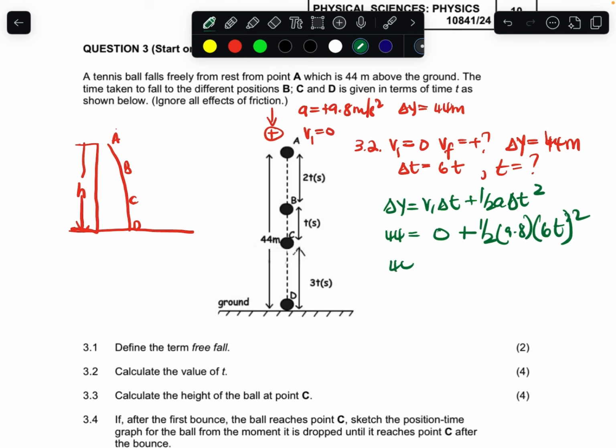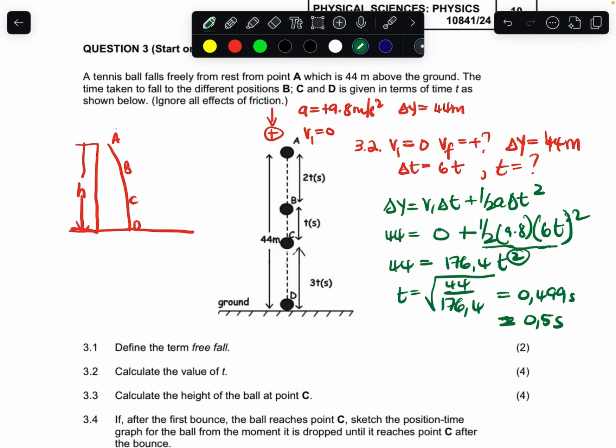We're going to have 44 is equal to, when you punch this in the calculator, 176.4 t squared. And then we divide by 176.4, so t equals a square root, because there's a square there. It's going to be the square root of 44 divided by 176.4. So the answer is 0.499 seconds, which in two decimal places is 0.5 seconds.